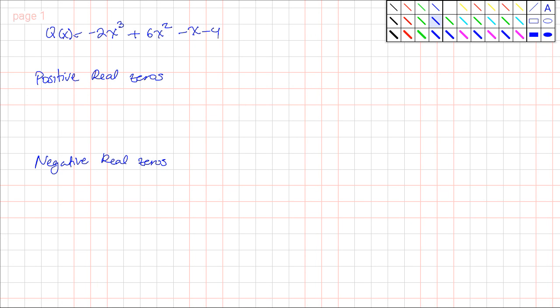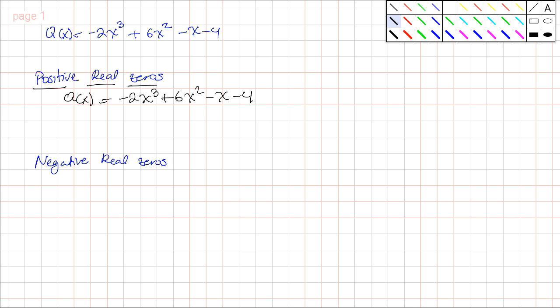So what Descartes' rule allows us to do is find out how many positive real zeros a polynomial has and how many negative real zeros a polynomial has. So you have to look at two things. We want to look at the positive real zeros, and to look at the positive real zeros, you always look at the original function, the original polynomial. In this case, it's negative 2x cubed plus 6x squared minus x minus 4.